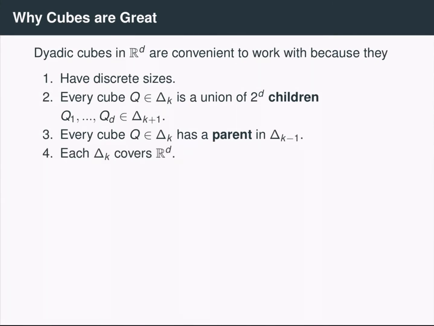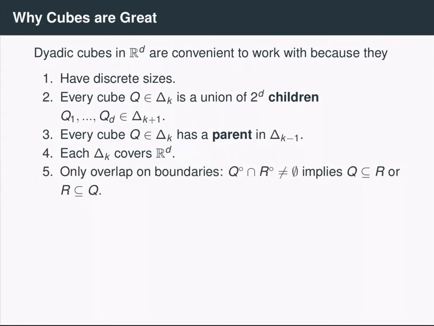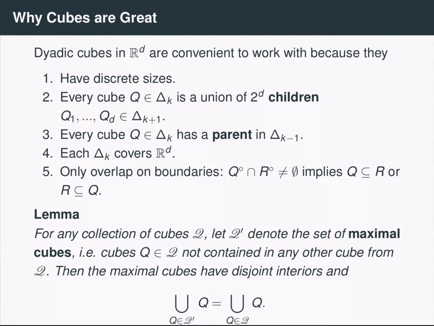Moreover, the cubes of generation k cover Euclidean space. And not only do they cover Euclidean space, they also partition it, not exactly, but in the sense that the cubes in generation k have disjoint interiors. More generally, whenever we have two dyadic cubes of any generation, if their interiors have non-empty intersection, that implies that one of them must be contained in the other. Using these properties, we can prove the following covering lemma.